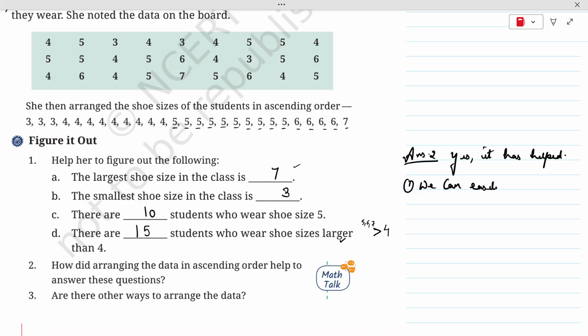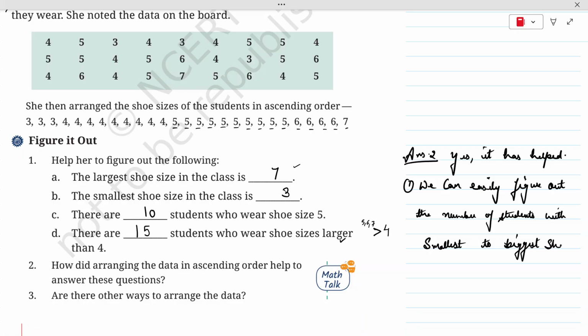We can easily figure out the number of students with smallest to biggest shoe size. Okay, shoe size. This is one thing.